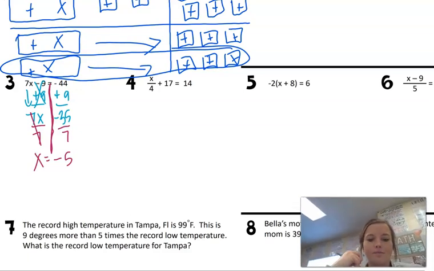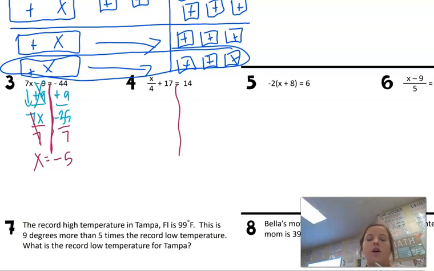All right, I want you to go ahead and pause the video and solve number 4. So first things first, we draw our river. We split the problem in half. What we do to this side, we have to do to this side. We have x over 4 plus 17 equals 14. So we have to get rid of our constant first. The opposite of adding 17 is subtracting 17 from both sides.